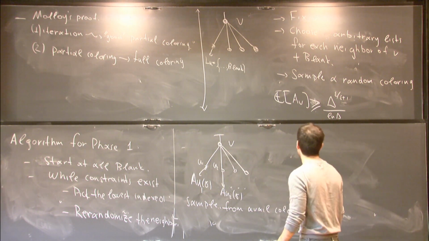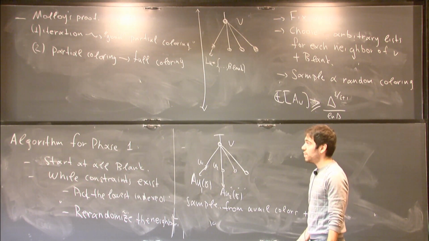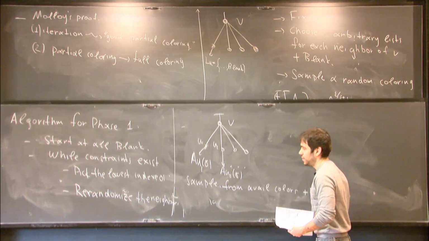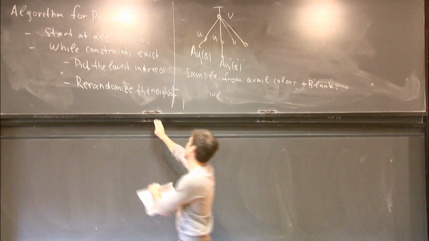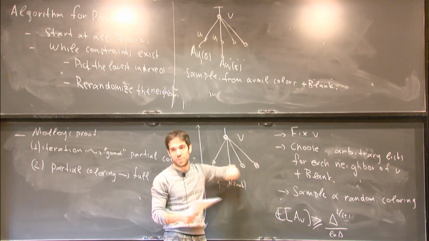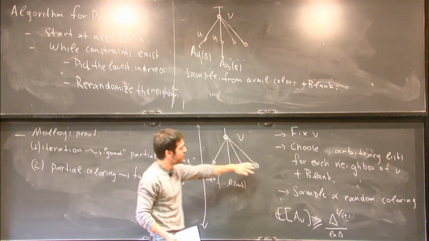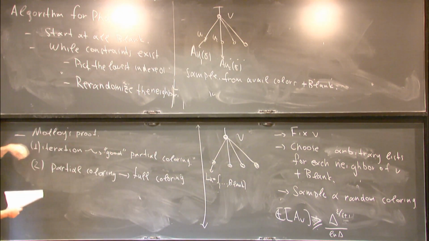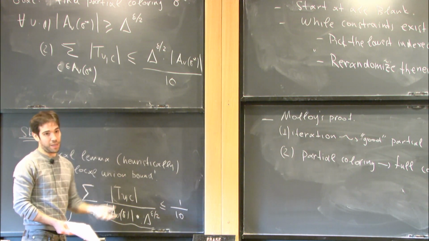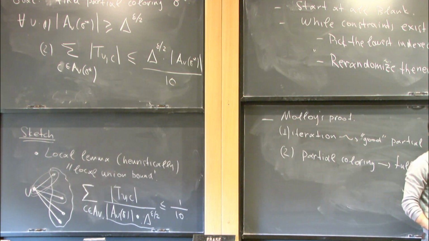So when you randomly resample, you aren't actually fixing these constraints, you are fixing those constraints. Let me just say this. Here's an observation. Remember this observation here, that with arbitrary lists the expected number of available colors is big. Another way to interpret this is that no matter the partial coloring you are at, when you fix a constraint of type 1, you are going to satisfy it with good probability. This is exactly what this experiment means.